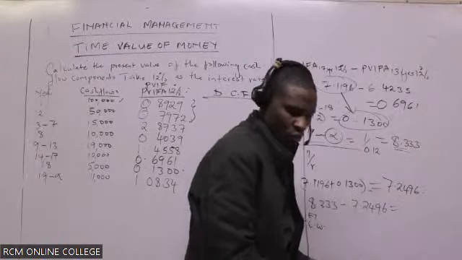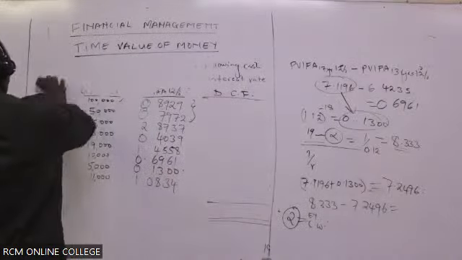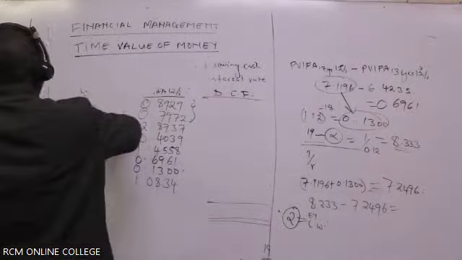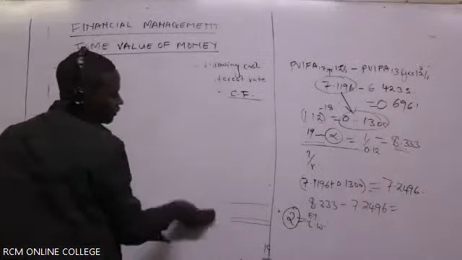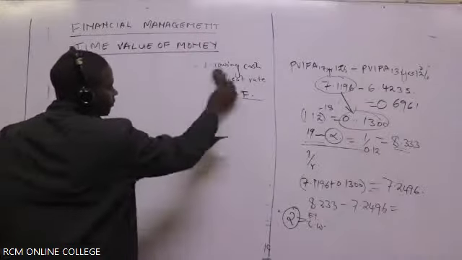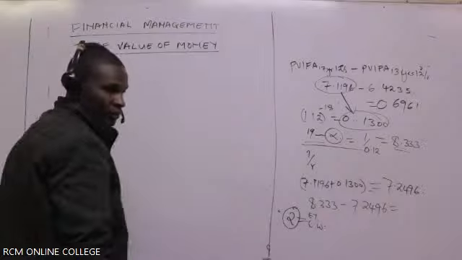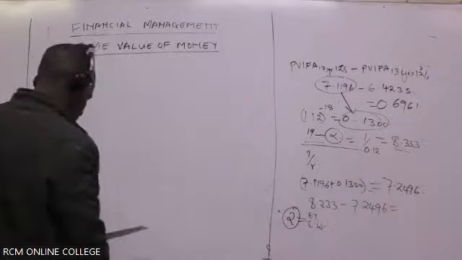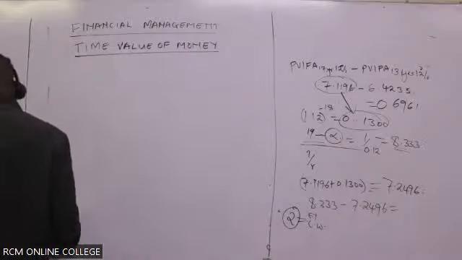So solution to that, now is there any other way the examiner can twist any question regarding the present value or the discounting? Now, so you're having this question here.